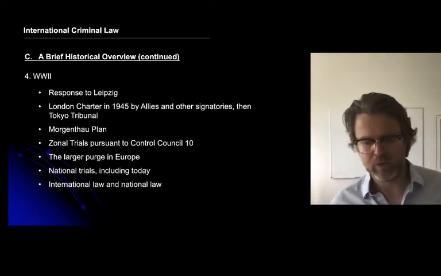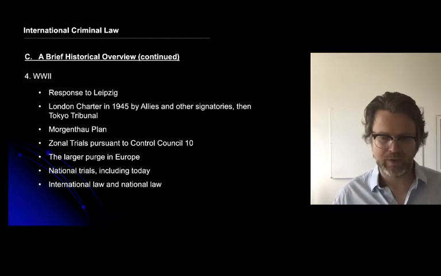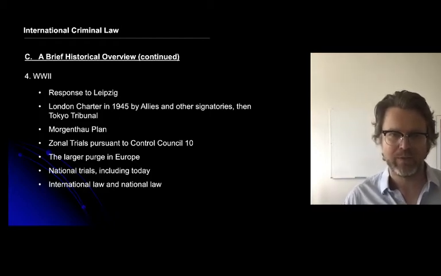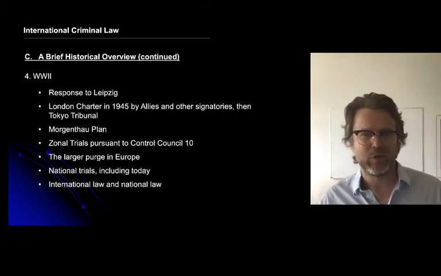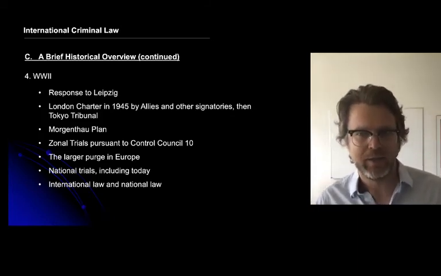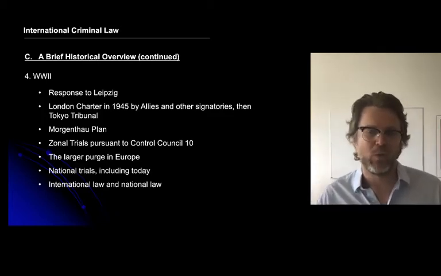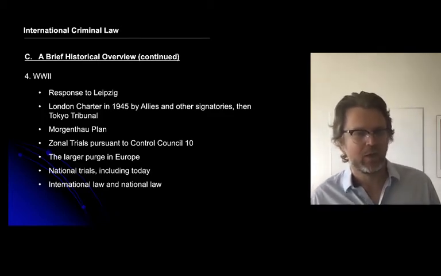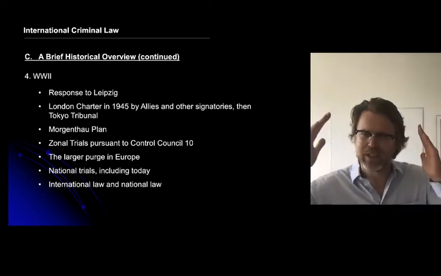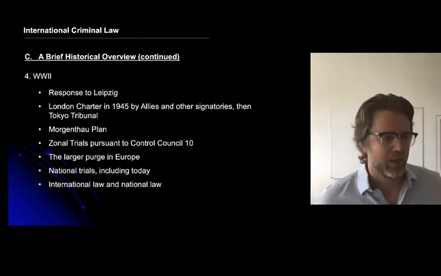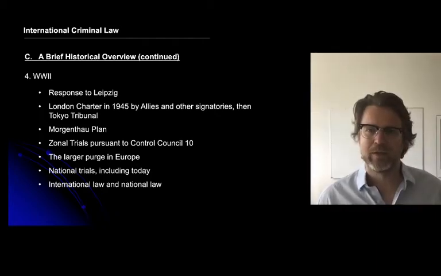But broadly, the use of criminal law to purge societies throughout Europe was massive. Like 3 to 4% of the European population was tried after the Second World War for collaboration with the enemy, for war crimes, for things of this sort. So you have to understand, I mean, 3 to 4% of the population, it's a spectacular moment.